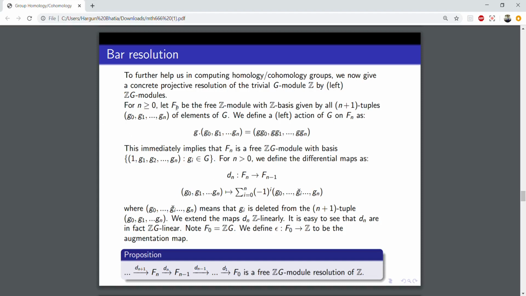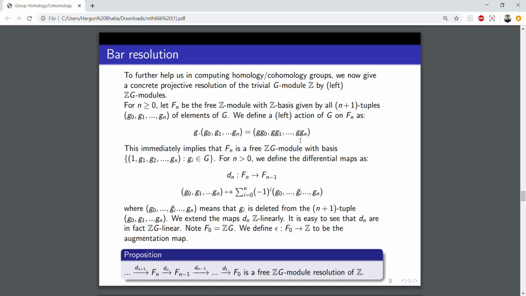So suppose Fn is a free Z module generated by all n plus 1 tuples of elements of G. So elements of the form (g0, g1, ..., gn), n plus 1 tuples. So it's the free abelian group generated by these tuples. Then this is an abelian group, I have to make it a G module. So I have to define the action by G. So take an element g, I define g dot this basis element to be, in the obvious way, (g g0, g g1, and so on).